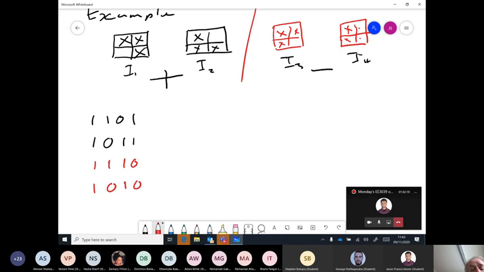Now these are not binary numbers. That is not 1101. It is a binary vector 1, 1, 0, 1. So strictly speaking, I should put commas between each of those. And that would be I1. That would be I2. That would be I3. And that would be I4. Right, now let's define the class.